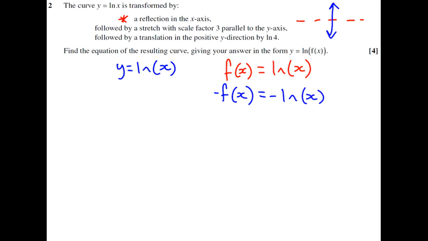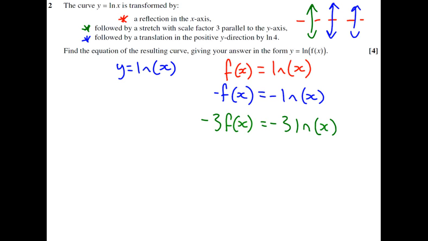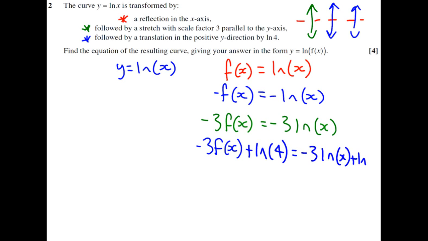Is that one done? Next one, a stretch with a scale factor of 3 parallel to the y-axis. So it's this way again. So you're going to multiply f of x by 3, get minus 3 ln x, followed by a translation in the positive y direction by ln 4. Again, we're doing it to y. Okay, so we do it outside f of x, plus ln 4. So in terms of our equation, minus 3 ln of x plus ln 4.